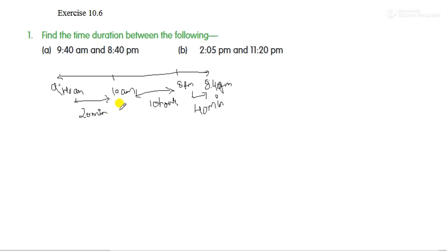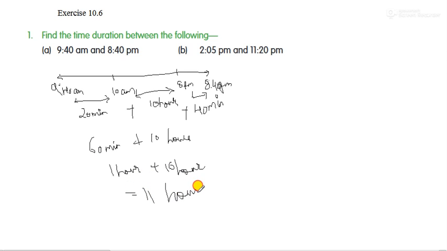Now add 20 minutes plus 10 hours plus 40 minutes. Now add the minutes: 40 plus 20 is 60 minutes. So here 60 minutes plus 10 hours. This minutes we have to convert into hours. 60 minutes means 1 hour, plus 10 hours equals 11 hours. So the difference is 11 hours.